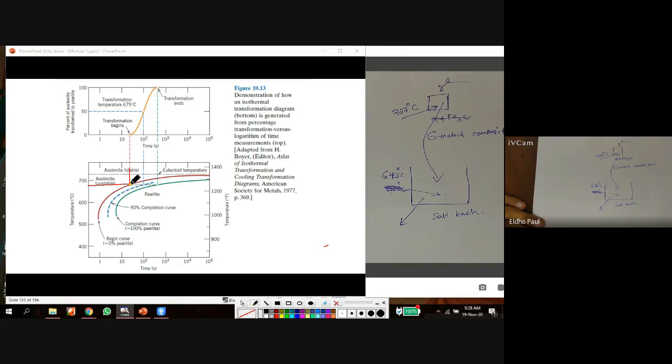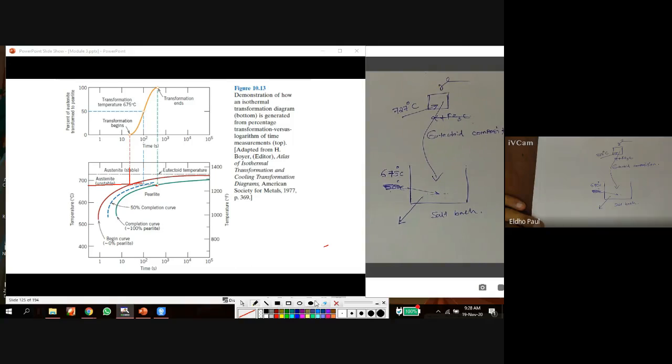Okay, so we got this point, and this is the 100% austenite, and from this point to this point, with respect to increase in time, what happened? The austenite is here at this point, it is 50% converted to another microconstituent, and at this point, it is 100% converted. Austenite is 100% converted to another microconstituent.